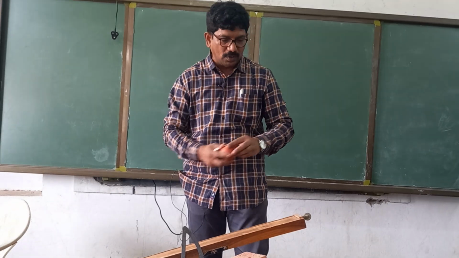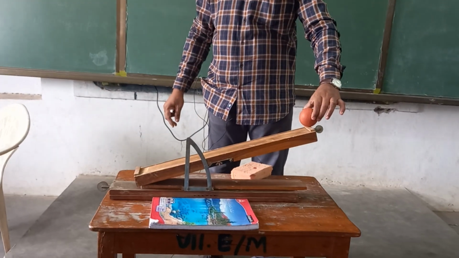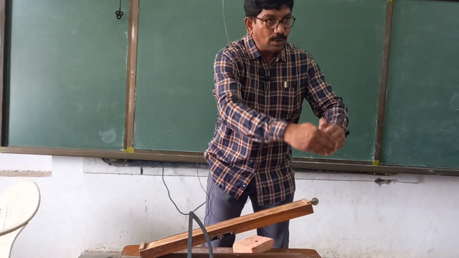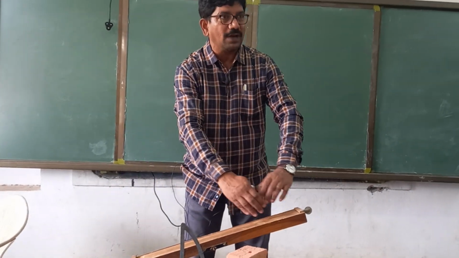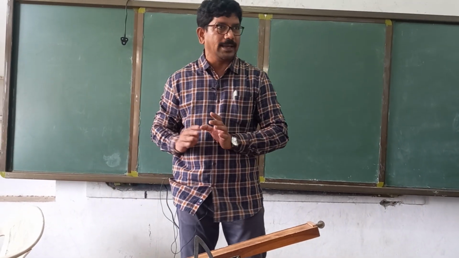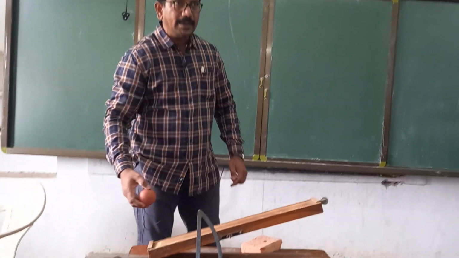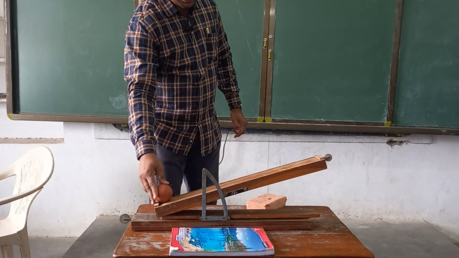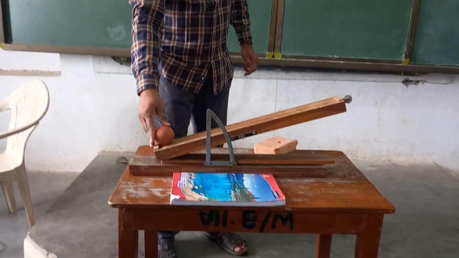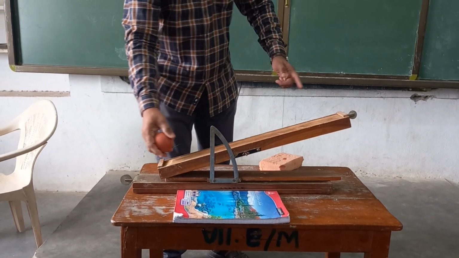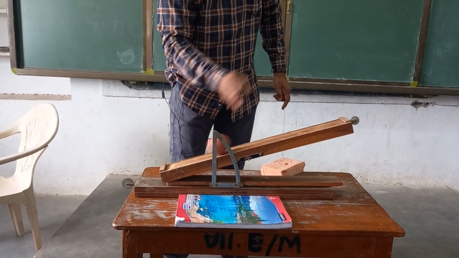Observe the motion of the ball once again. As the ball is rolling down, the velocity of the ball goes on increasing. Now observe the motion of the ball. When the ball is rolling up, what is happening? The velocity goes on decreasing.